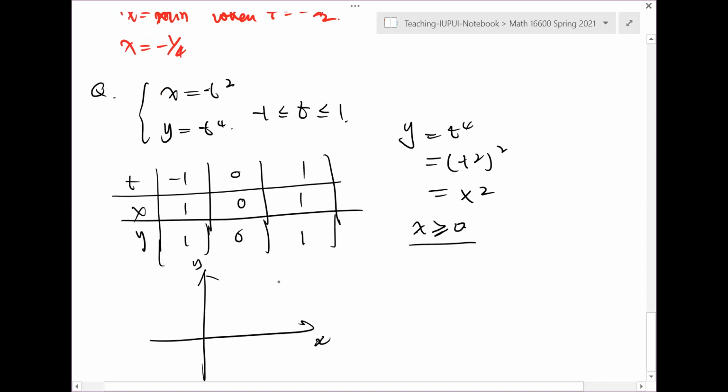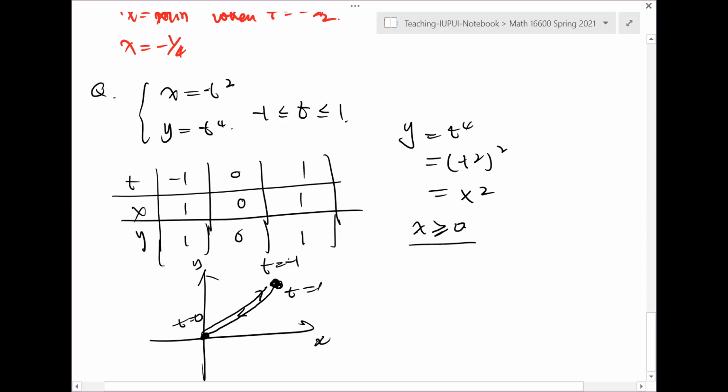When t equals -1, I'm here. When t equals 0, I'm here. So this is a portion of the parabola, and the object must move around this parabola. And then when t equals +1, it's back to here. So I imagine you just make a U-turn and go back to the same location.